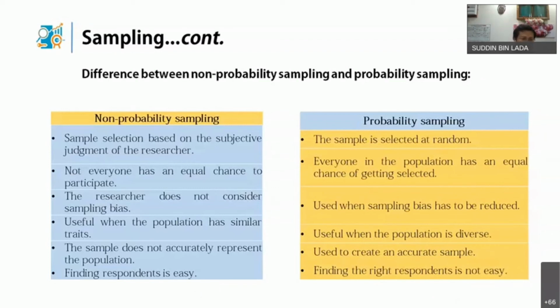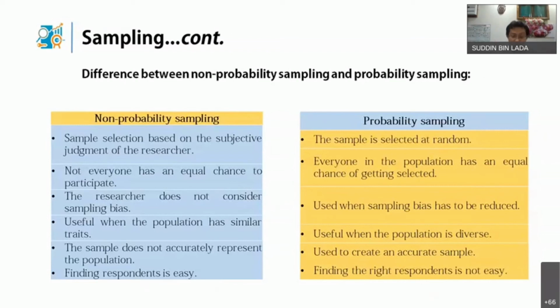And the last one: finding respondents isn't easy. Compared to probability sampling, which is useful when the population is diverse and used to create an accurate sample because we are very systematic. Finding the right respondents is not easy. That's why, by looking at this slide, we know the differences between non-probability sampling and probability sampling.